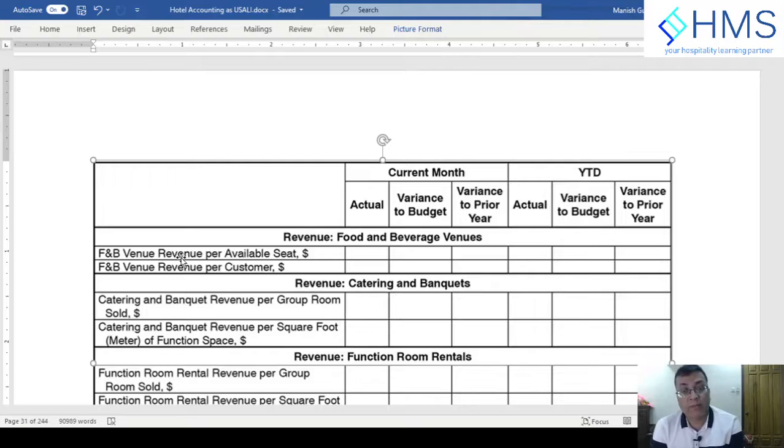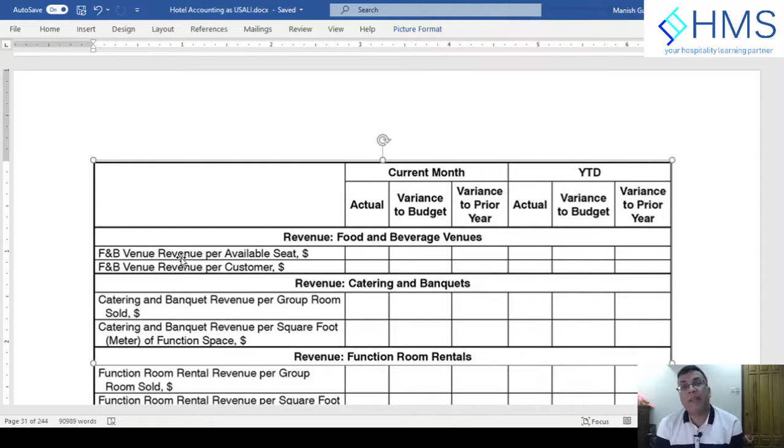For catering and banquets, you may want to calculate the catering and banquet revenue per group room sold. So what is the meaning of per group room sold? Usually you have group revenue from the hotel, from the rooms department, right? So there are maybe many groups which are coming into the hotel. So how many of those groups have actually used the banquet facilities? So this revenue per group room sold will help us to understand what is the take up ratio, right?